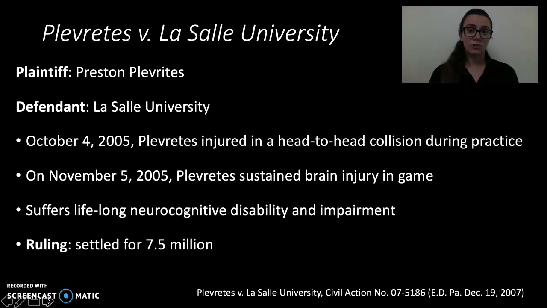They rushed him to a nearby hospital and performed emergency decompression surgery to remove a blood clot that was producing pressure. They were eventually discharged from the hospital. However, unfortunately, Plevrides suffers lifelong neurocognitive disabilities and physical impairment as a result of his injury and will require lifelong care. The ruling, of course, in this situation: there was inappropriate referral and immense oversight by the athletic training staff, and the court ruled in Plevrides' favor, and they settled for $7.5 million.